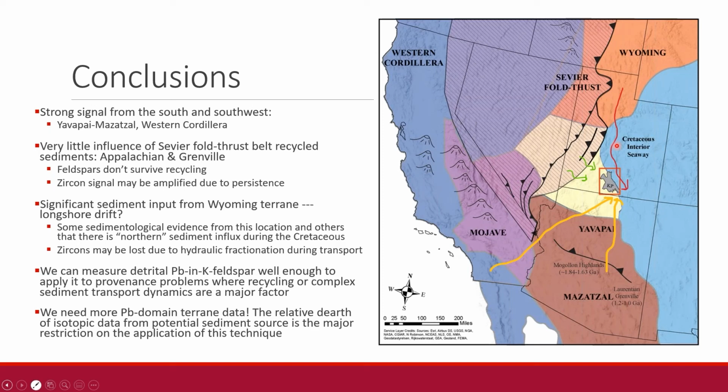And the other conclusion here is we really need more lead domain terrane data. We need to understand all of these different possible sources, because we just don't have as much as we do with zircons. It's harder to interpret these systems using only the feldspar data.